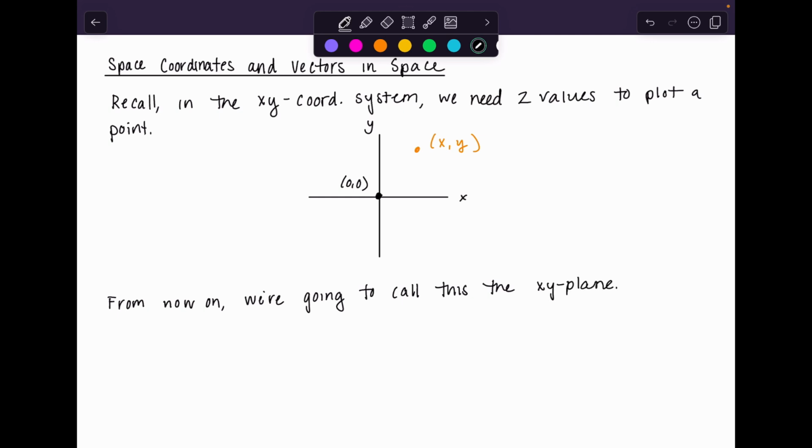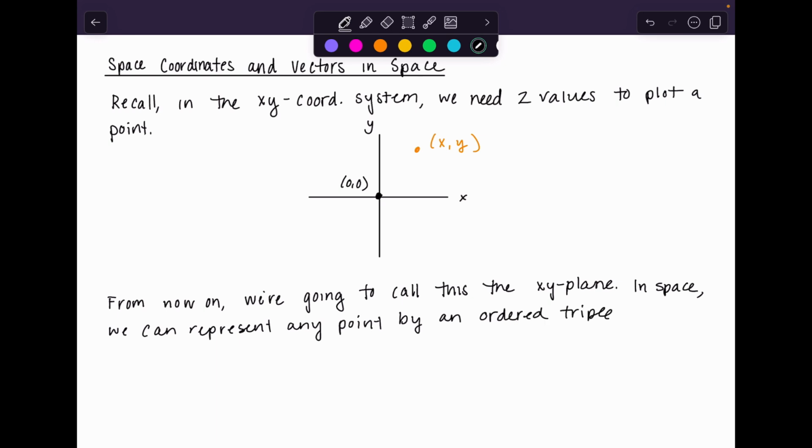So in space, we need that triple, or 3 dimensions. We can represent any point by an ordered triple, which is going to be some ABC of real numbers.